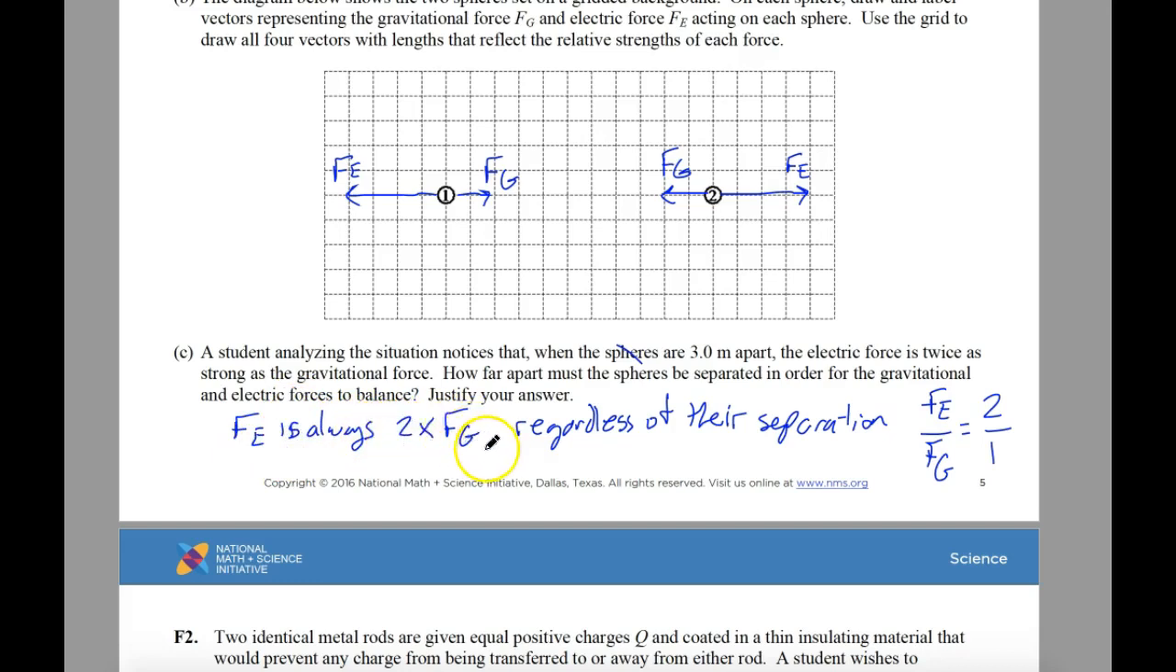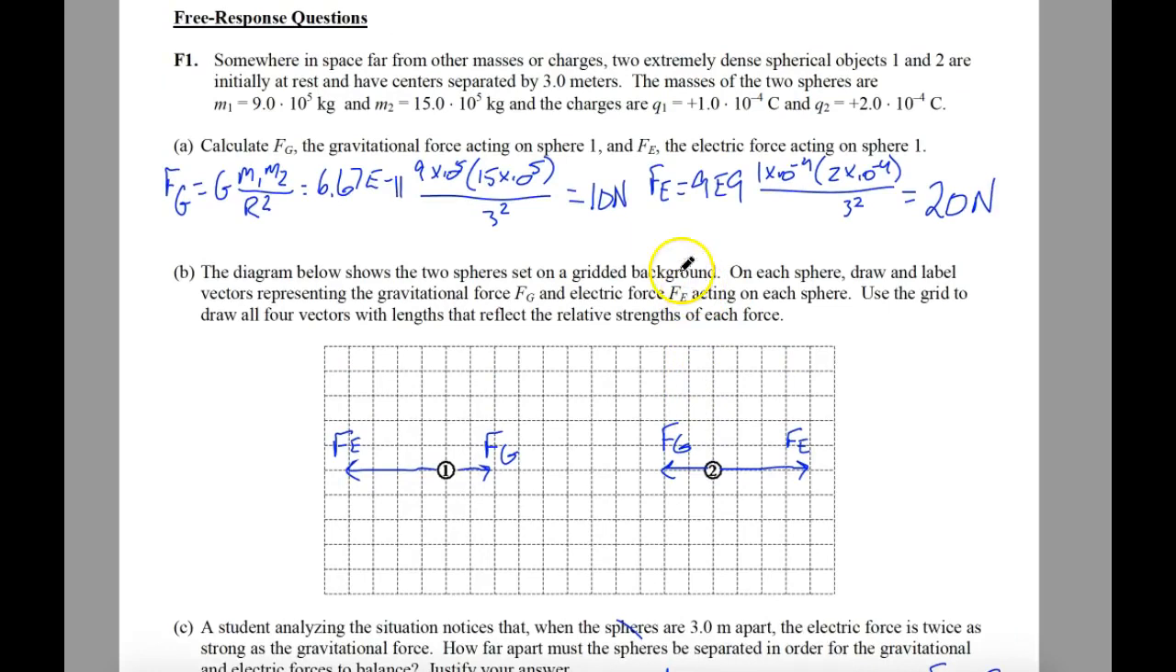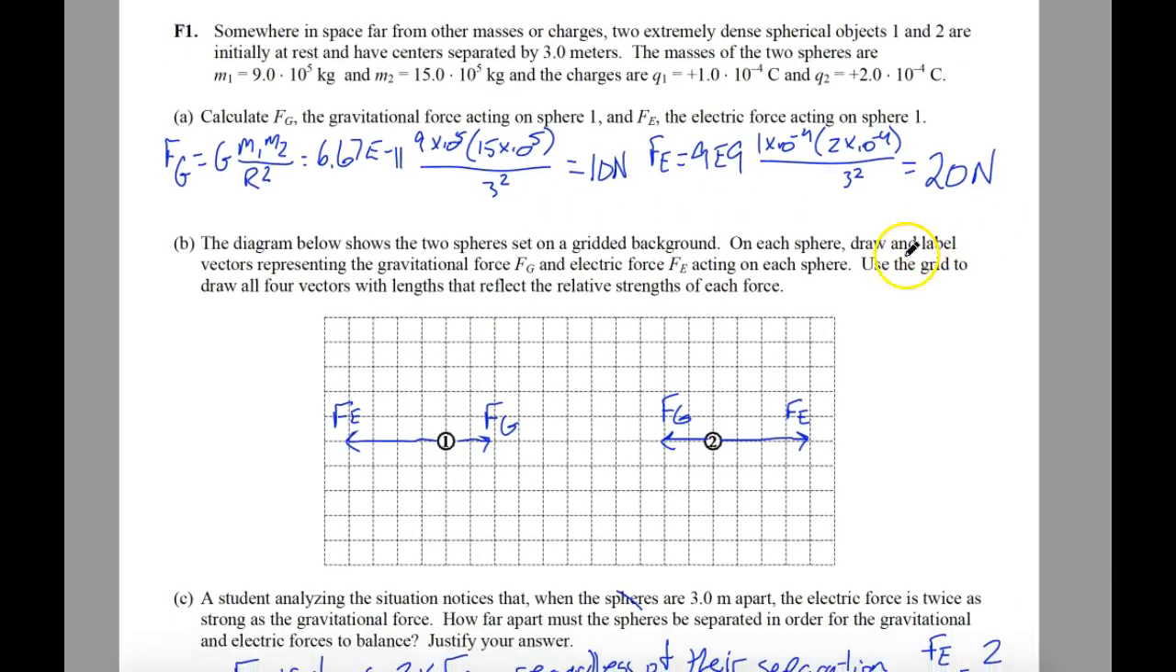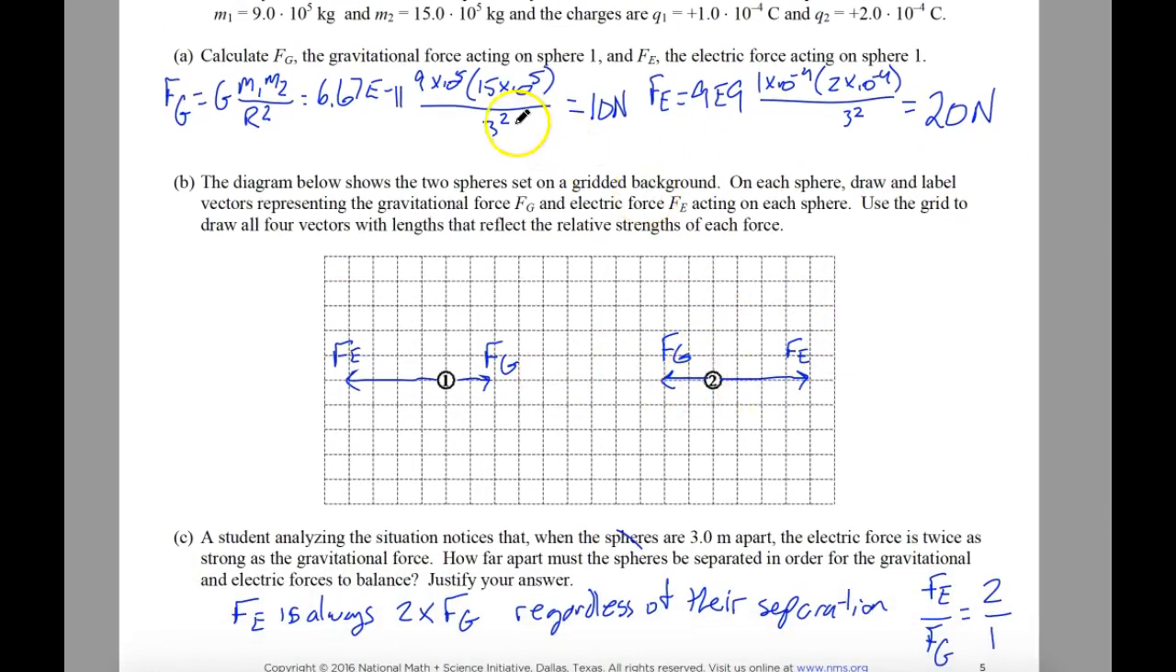Here, you have to just remember that the force of electricity is always 2 times the force of gravity in this situation, regardless of the separation. So once you have this ratio, that ratio will not change. If you calculate the ratio like we did here, then it won't matter the separation distance, because notice that these are the same on the bottom.